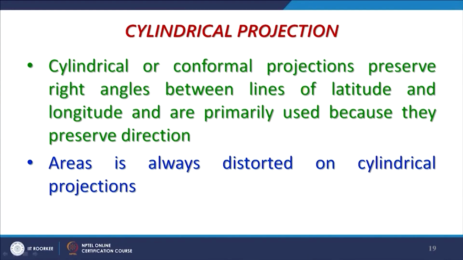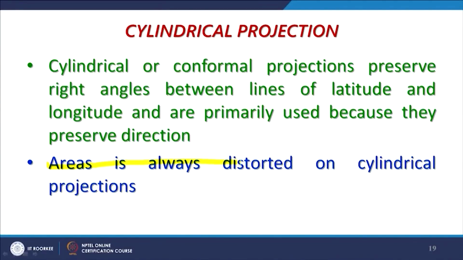So, it is a conformal equal area projection, a mix of these three types. Now, in cylindrical or conformal projection, they basically preserve the right angles between lines of latitude and longitude, and are primarily used because they preserve direction. So, for different purposes, different projection systems can be employed, and the areas are always distorted on cylindrical projections.